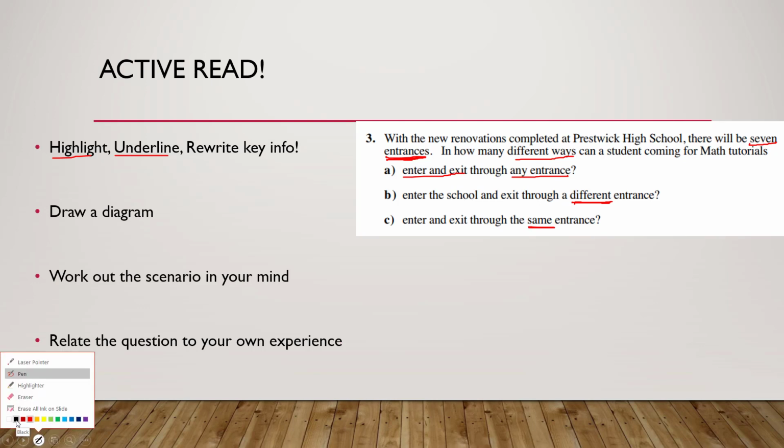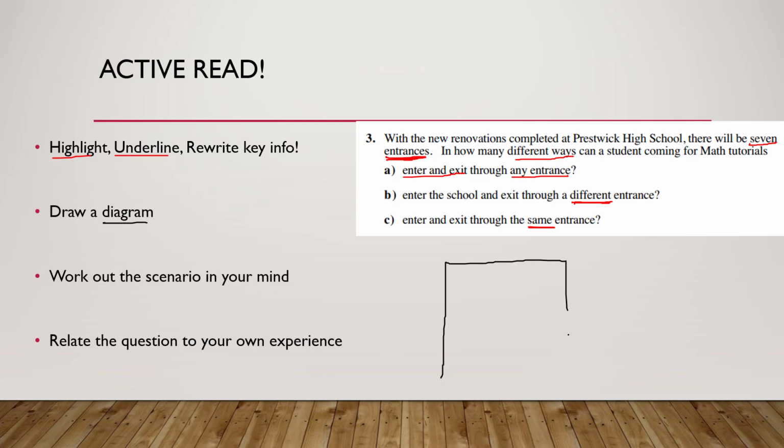When you are working a new question, sometimes you're not going to be sure how to go about solving it. A diagram can be a good first step in figuring out what you have to do. So in this case, I'm just going to draw a very simple looking building, and I'm going to put 7 doors.